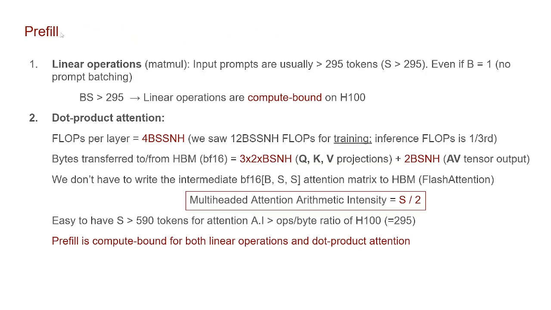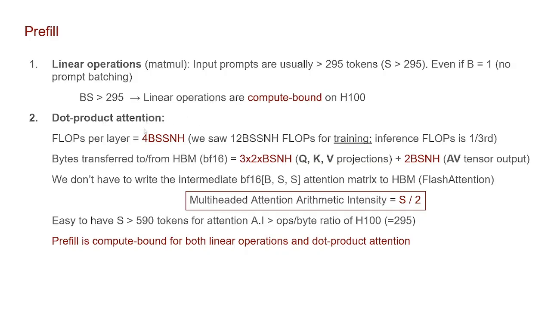So let's consider the prefill stage first, and let's look first of all at the linear operations, which are matrix multiplications. So we want B times S greater than 295. Now consider a single input prompt, which itself is likely to be greater than 295. So we can even consider B as 1, meaning we don't batch any prompts, and we will satisfy this criteria for linear operators to be compute bound in the H100, which is good. So this makes the most use of the GPU, and we are not bottlenecked by communication.